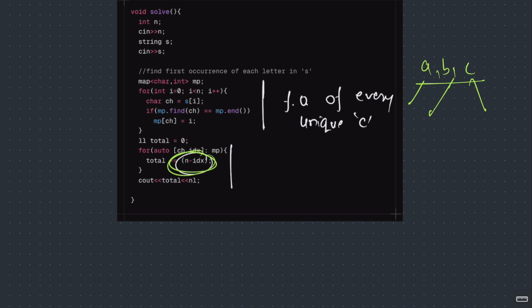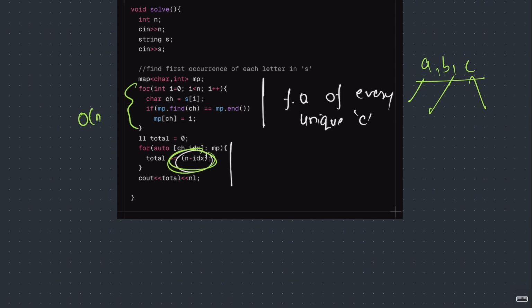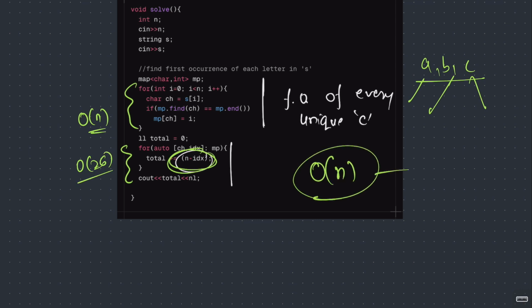And what is the time complexity? This will be an order of n loop because you are enumerating the entire string, and this will be a maximum order of 26 loop. So the total time complexity is just order of n, right? So yeah, that's that, and this very well fits in the constraint.